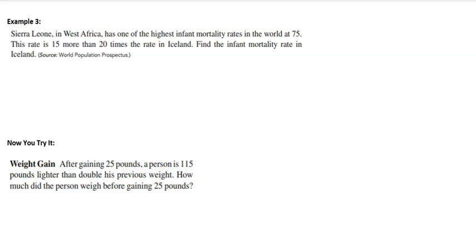In example 3, we have a different kind of word problem. It's just comparing 2 different things, figuring out what x is and that kind of thing. So Sierra Leone has one of the highest infant mortality rates in the world at 75. This rate is 15 more than 20 times the rate in Iceland. So now we're supposed to find the infant mortality rate in Iceland. So whatever we're finding, I'm going to highlight this, find the infant mortality rate in Iceland. That means that is going to be x.